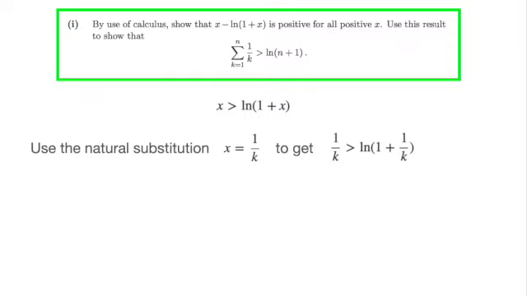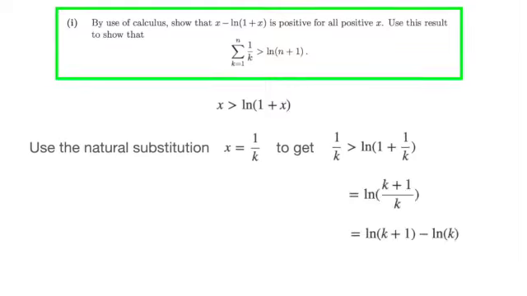To match the formula, it would be sensible to let x equals 1 over k. Doing so, we get the inequality 1 over k larger than ln 1 plus 1 over k. The right hand side of the inequality can be written as ln 1 plus k divided by k. And crucially, using the laws of logarithm, we can separate the logs into ln k plus 1 minus ln k.